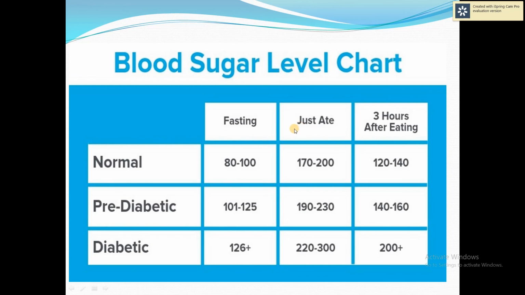Two hours after eating, if the blood sugar level is 170 to 200, you come in the normal category. If it is 190 to 230, you come in the pre-diabetic condition, and if it is 220 to 300, you come under diabetic. After 3 hours after eating, if your blood sugar level is 120 to 140, you come under the normal condition. If it is 140 to 160, you come under the pre-diabetic condition, and if it is 200 plus, you come under the diabetic condition. So this is the thing you should know and keep in mind.